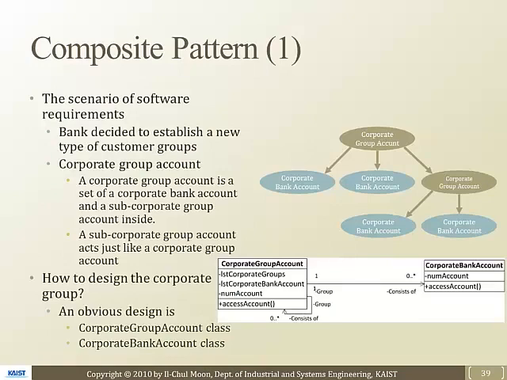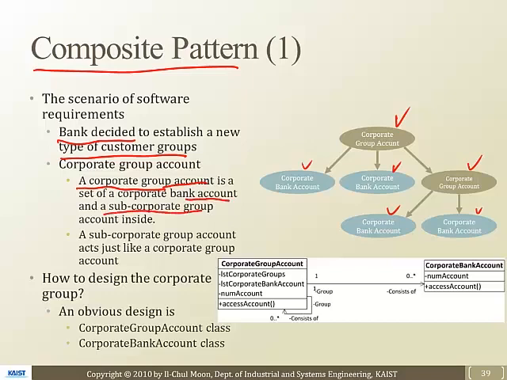Another pattern here is the composite pattern. Composite pattern, here again the scenario comes in. The scenario is this. This bank decided to establish a new type of customer group. For instance here, there is a corporate group account, and the corporate group account has sub-accounts. Sub-accounts like these corporate bank accounts. And at the same time, the corporate group account also can hold a corporate group account. And then here, what we have is corporate bank account and corporate bank account. Okay? And a corporate group account is a set of corporate bank accounts as well as sub-corporate group accounts. Means that we have regular bank account and also a special type of account that groups the bank accounts together.